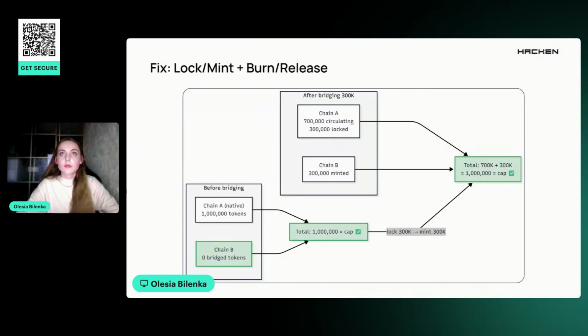So here is how we fixed it. Before bridging, chain A had 1 million tokens and chain B had nothing. And after bridging, the tokens were transferred between chains, and the total amount of them was still the same as during the initialization, just 1 million. So the conservation holds and the supply is conserved.